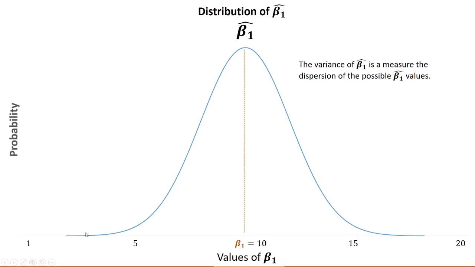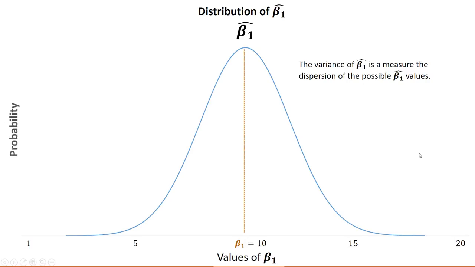Now, because this has a distribution, we can say that there is a variance of beta 1 hat. The variance of beta 1 hat is a measure of the dispersion of the possible beta 1 hat values. How wide is this distribution? Variance tells you how widely distributed the data is. So that's the distribution of beta 1 hat.